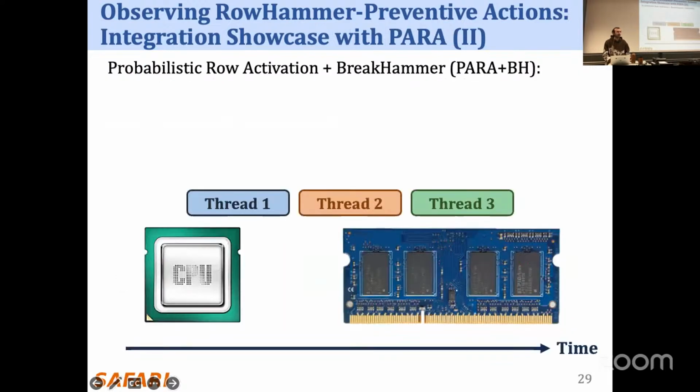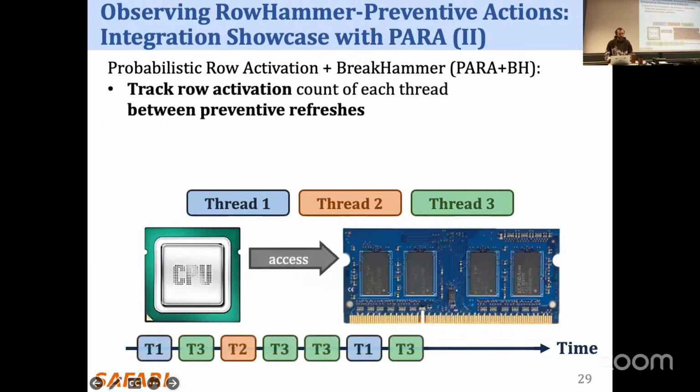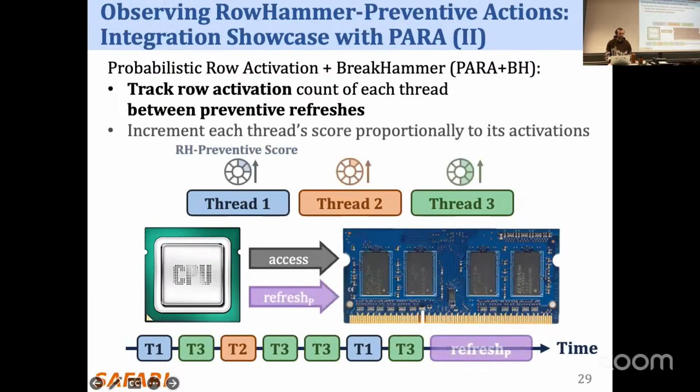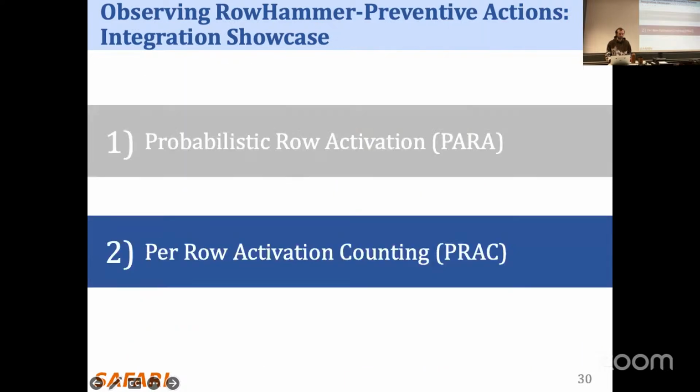When we pair BreakHammer with PARA, BreakHammer tracks the row activation count of each hardware thread between RowHammer preventive refreshes, and when we observe a RowHammer preventive refresh, attributes each thread a score proportional to the number of activations they perform. And our second mechanism that I will demonstrate is the latest industry solution to RowHammer, which we call per row activation counting, or PRAC for short.